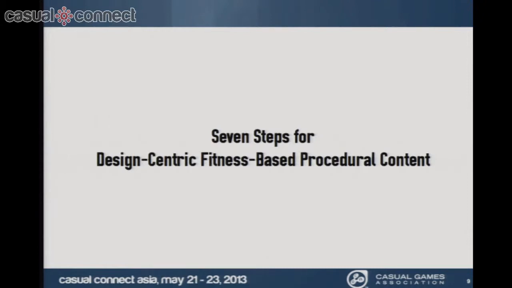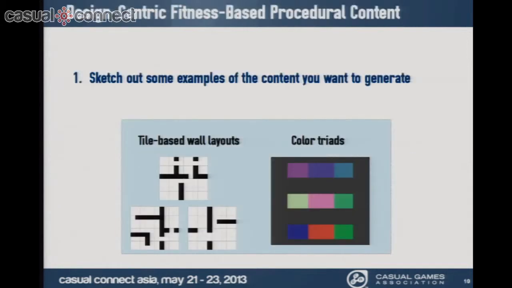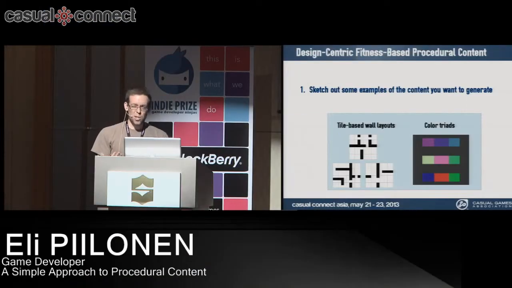So 7 steps for design-centric, fitness-based procedural content. Now this is an unnecessary mouthful, so I'm going to run away from this slide as fast as I can, and we're going to go straight to step 1. So for starters, you want to make sure that you completely ignore that you're doing it procedurally and just draw some examples. And this is the point where you realize that if you can't make it by hand, you really can't make it procedurally either.